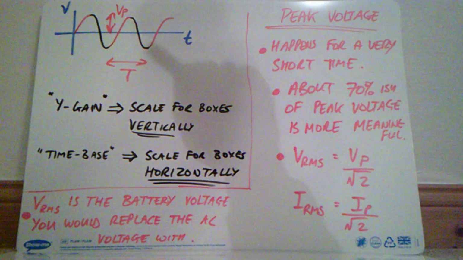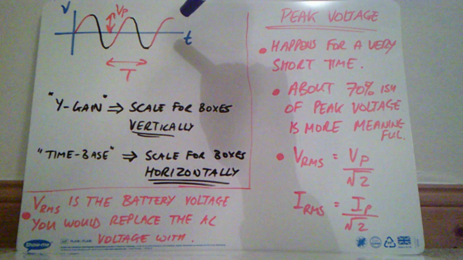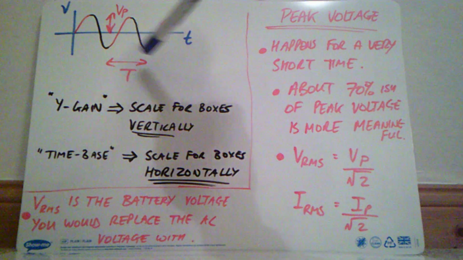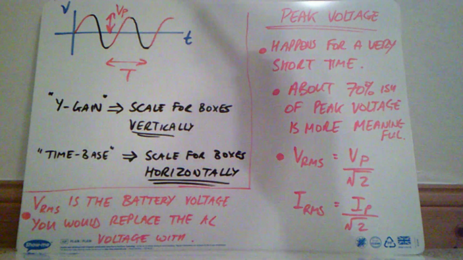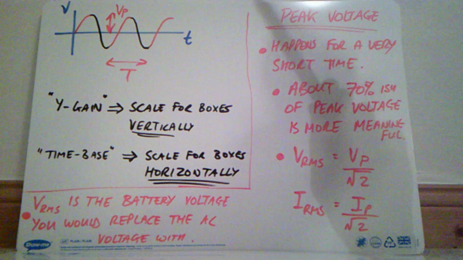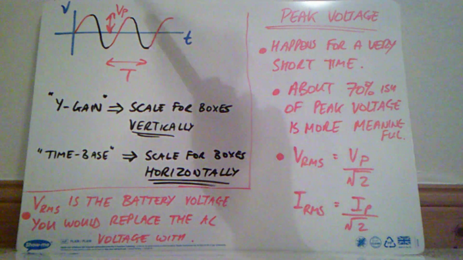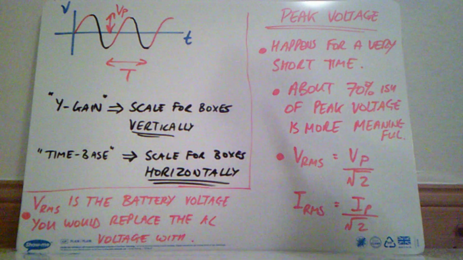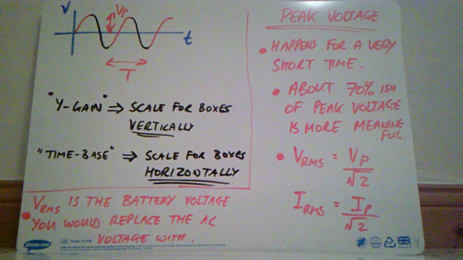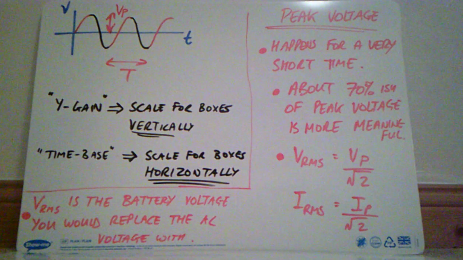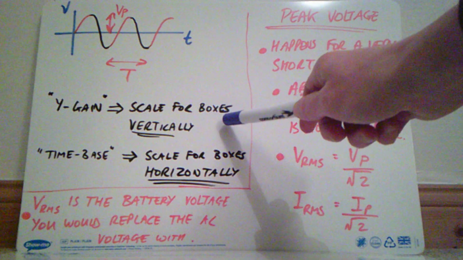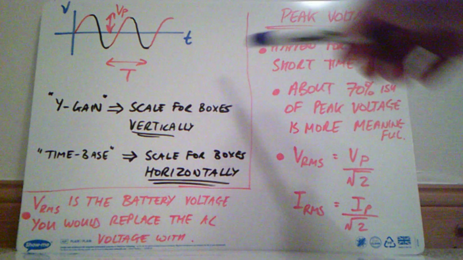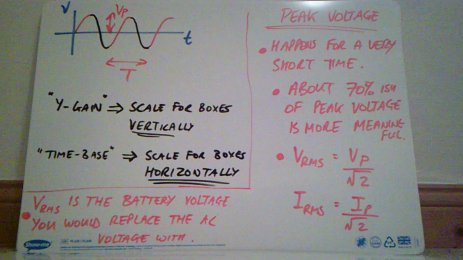So here's an oscilloscope trace of an alternating current source. We've talked about the time period. We sometimes have to read off the peak voltage. A part of this is using the scale. So an oscilloscope has a grid background, a bit like graph paper, and the Y gain is like a scale for the boxes vertically. So it tells you how many volts each box represents.